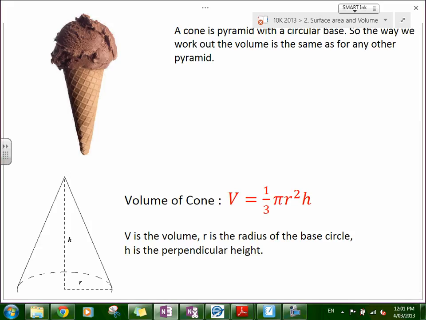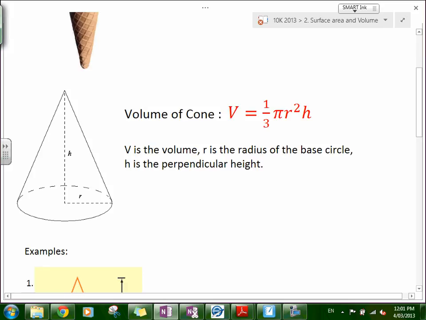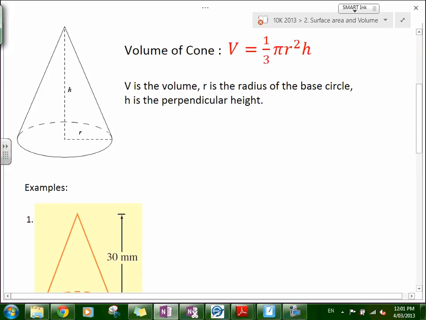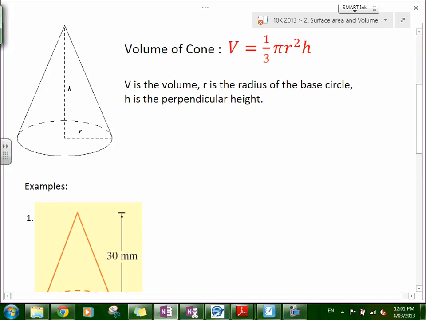Right? So V equals 1/3 pi r squared h. Now the volume of a cylinder is just pi r squared h. This is just 1/3 of it. Okay, so if we've got a cylinder and a cone with the same base and same height, and we poured water into it, we find that 3 of them would fit in. Okay? That's the way that would work. So we'll do a couple of examples in a sec.